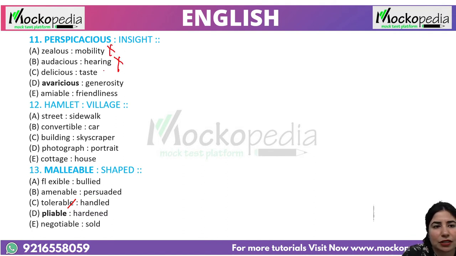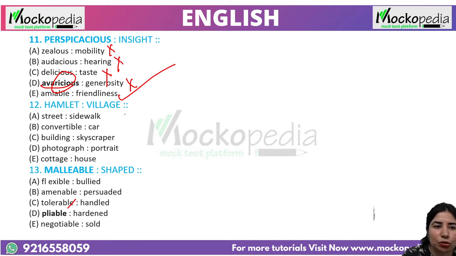Delicious or taste, so again goes out. This is greed, so greed and generosity are opposite. So process of elimination bhi help karta hai. Now bachaiye, amiable means you know, a person is very warm, friendly, lovable. So we can pick E as an answer, right?